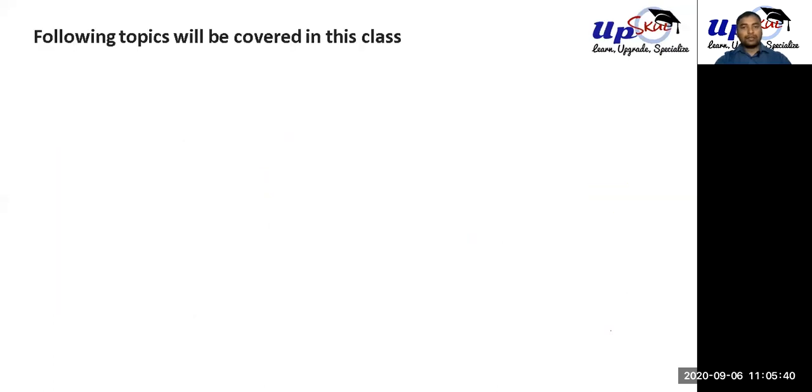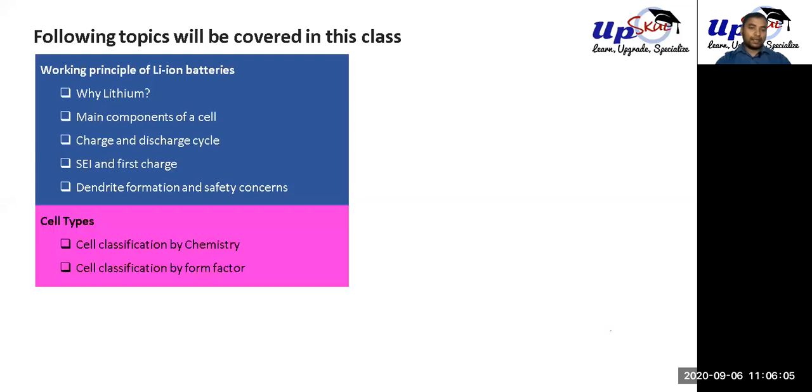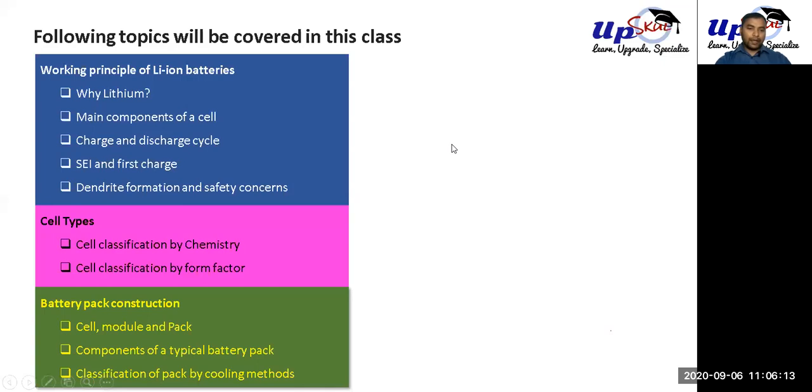So these are the topics that I'll cover in this class, and of course after that we'll have Q&A as usual. First is the working principle of lithium-ion batteries. We'll answer some key questions that people seem to forget. After that we are going to cover different types of cell, and how we classify them. Afterwards we are going to cover the construction of a battery pack: how do we build a pack from different cells?